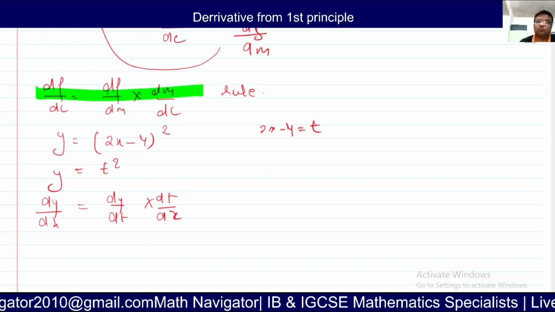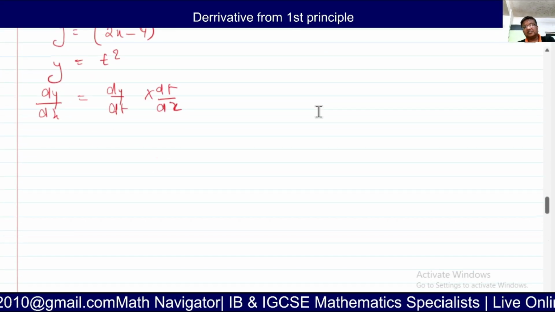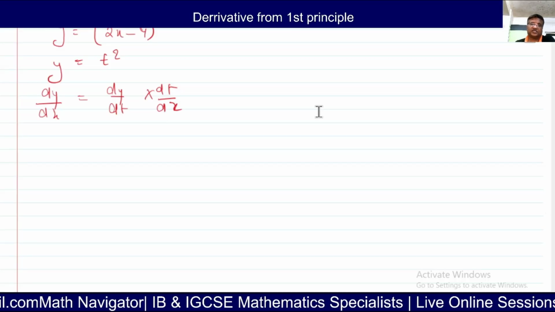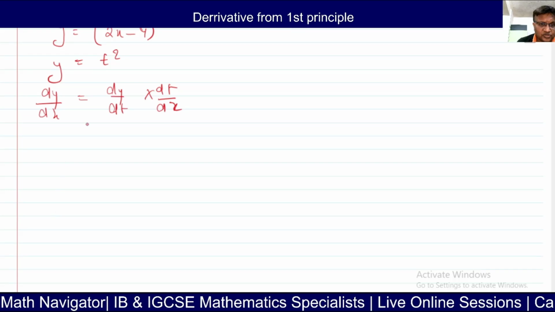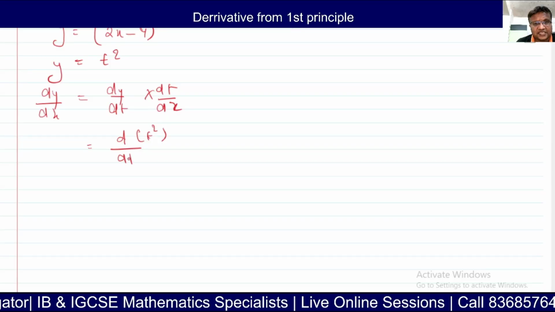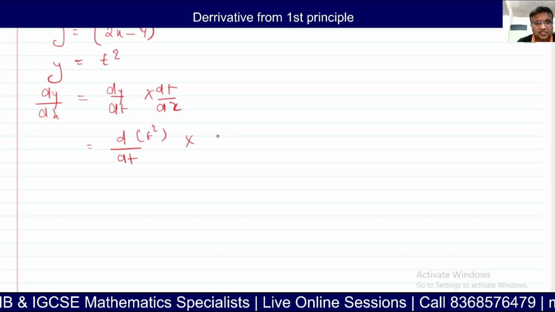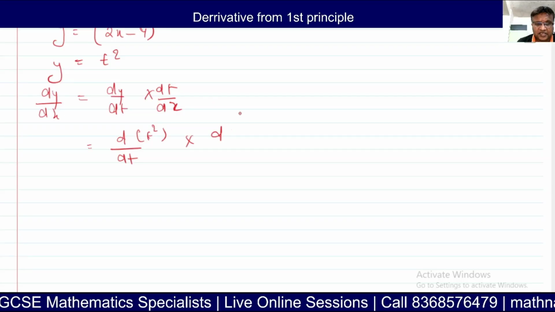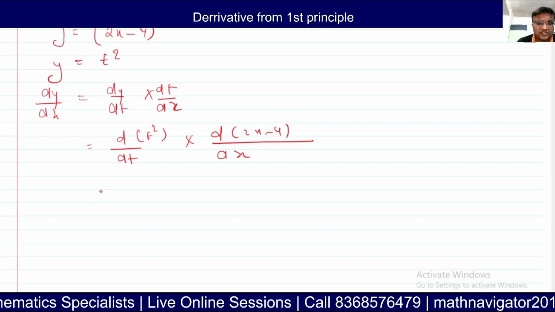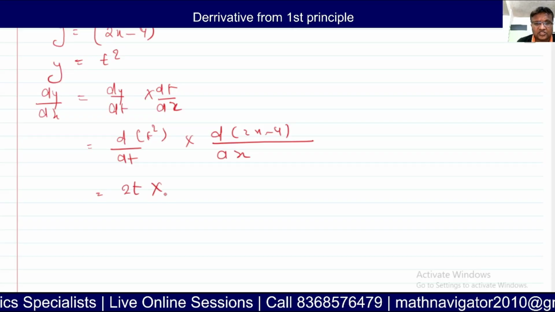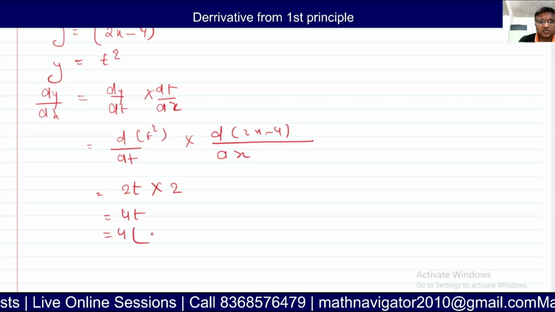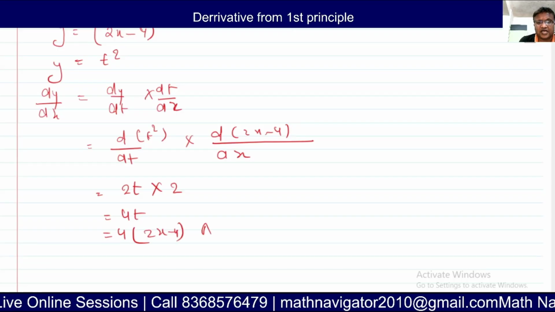You need to practice more, obviously, with the calculus. And I'm trying my best to give you the concept and a couple of questions so that you don't find any issues. So let's do dy by dt, d of t squared by dt, times d of t, which is 2x minus 4, by dx. So the differentiation of this is 2t, times differentiation of this is 2. So 4t, which will give me 4 times (2x minus 4). This is my answer.